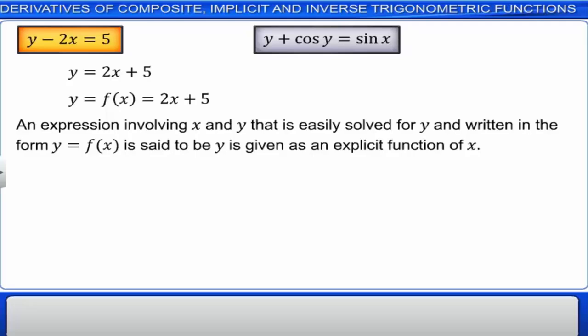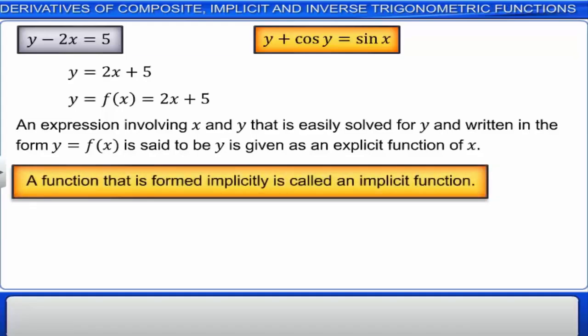However, for the second equation, we do not see any easy way to solve it. Clearly, it is inherent that y is a function of x. Mathematically, a function that is formed implicitly is called an implicit function.